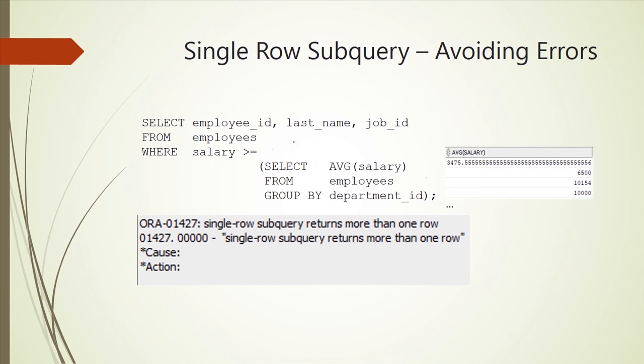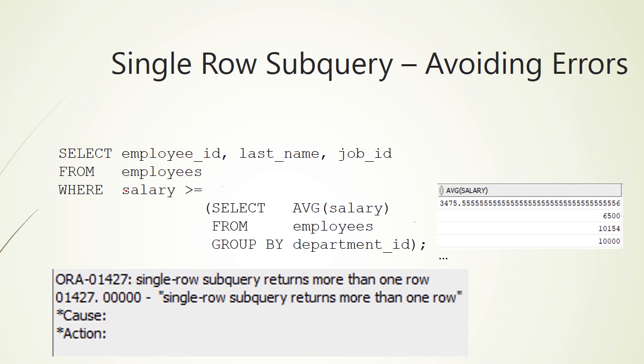Let's have a look at this example. Select employee ID, last name, job ID from employees where salary greater than or equal, and this is our subquery: select average salary from employees group by department ID. It returns the average salary per each department. So this subquery returns many values, the average salary for each department. It returns multiple rows. The output here will be used by the outer query.